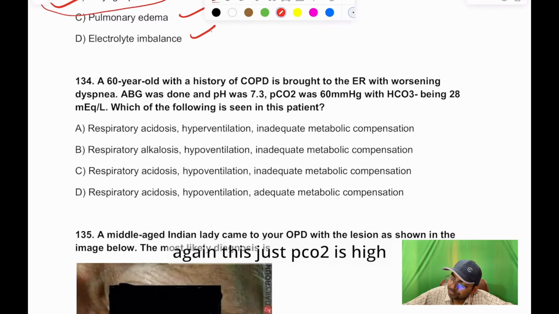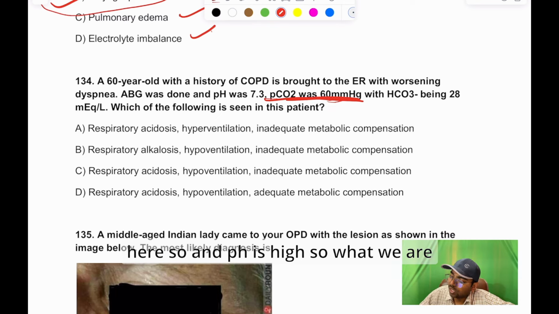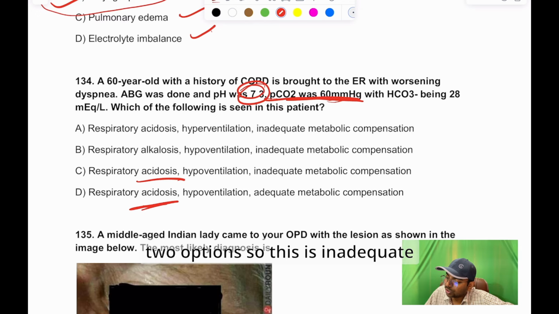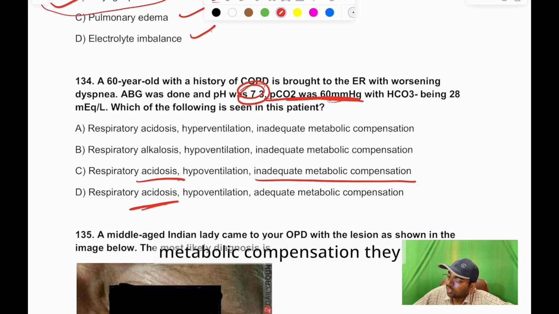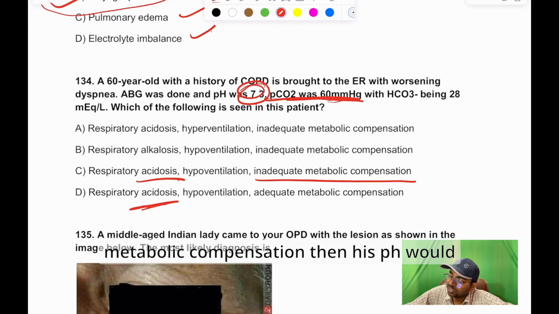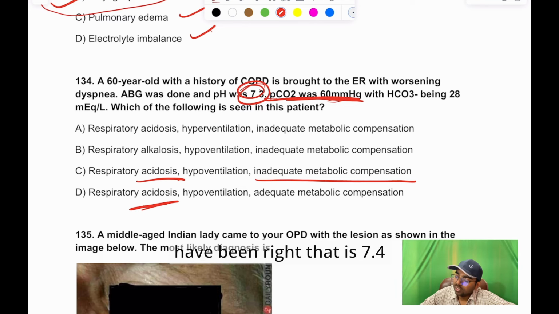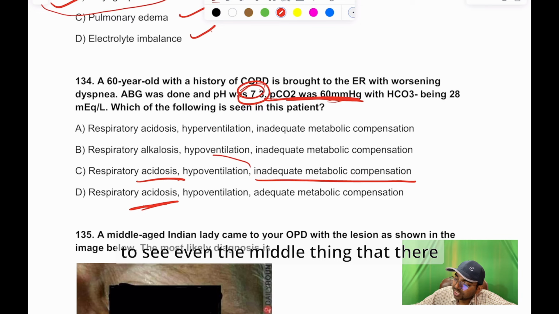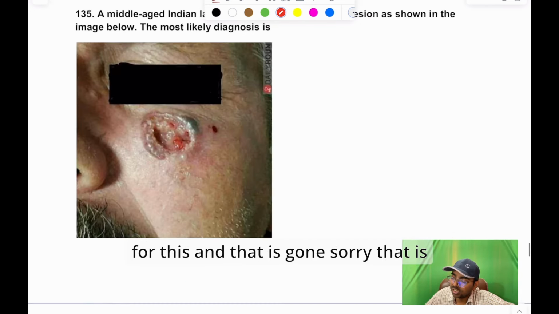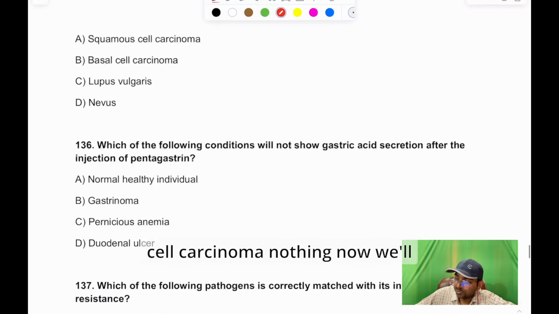Again, here PCO2 is high and pH is low. So what we are sure of is that this is respiratory acidosis. We are left with these two options. So this is inadequate metabolic compensation. See, if there had been adequate metabolic compensation, then his pH would have been right, that is 7.4, but it is not so. So we don't need to see even the middle thing, whether there is hypoventilation or hyperventilation. We just go for this, and that is gone. That is correct. Now this is basal cell carcinoma.